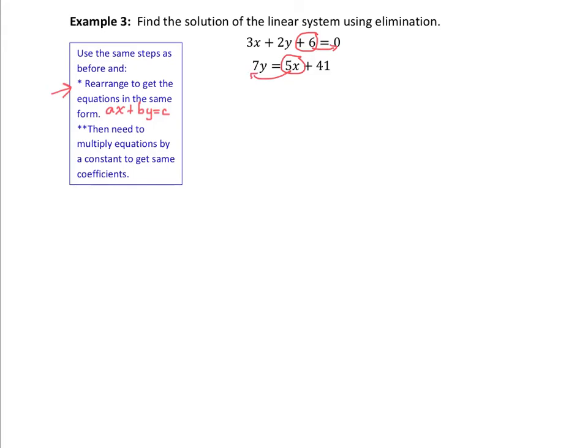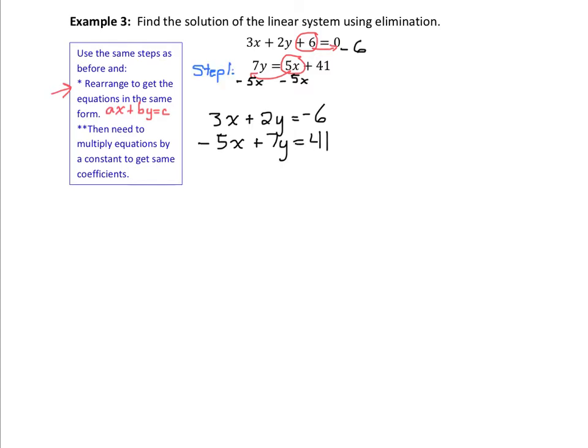In order to do that, you are going to have to subtract 6 from both sides of the first equation, and that will give you 3x plus 2y is equal to negative 6. In the second equation, you're going to have to subtract 5x from both sides, and because we want the x term written first, we need to go negative 5x plus 7y is equal to 41.